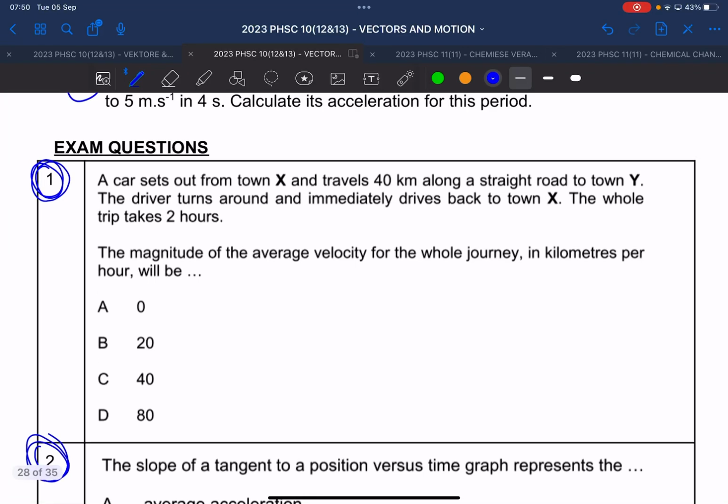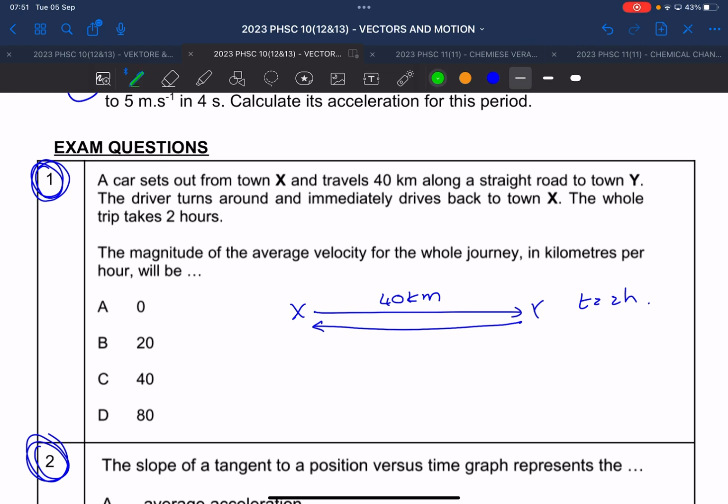along a straight road to town Y. Okay, so here we have X and here we have Y, and it travels there 40 kilometers. The driver then turns around and immediately drives back to town X. The whole trip takes 2 hours. Okay, so time, 2 hours.